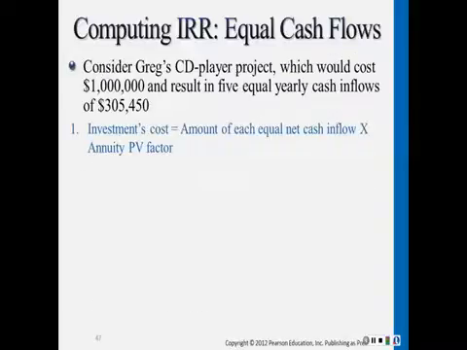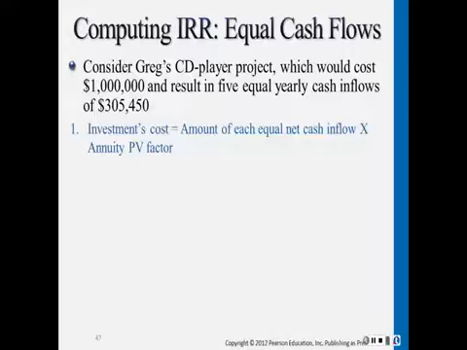Let's first consider Greg's CD player project, which would cost $1 million and result in 5 equal yearly cash inflows of $305,450. We compute the internal rate of return of an investment with equal periodic cash flows, which is an annuity, by taking the following steps.